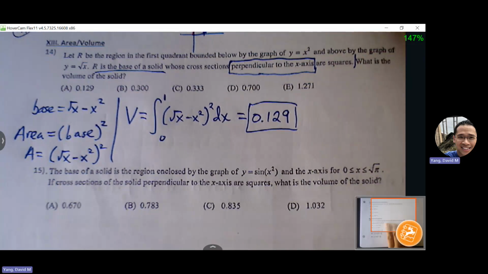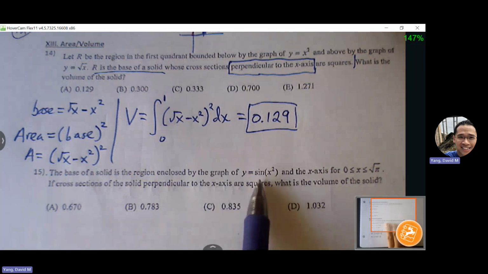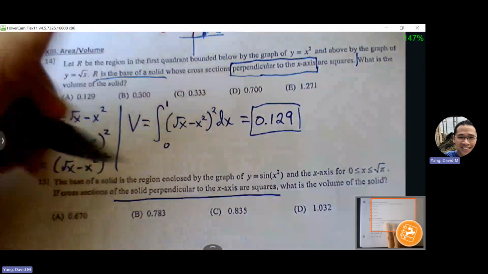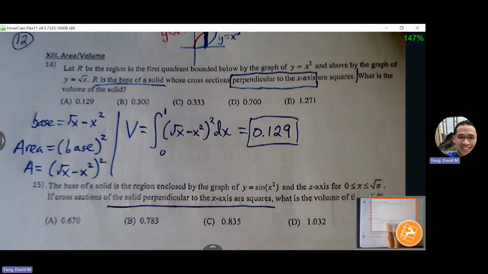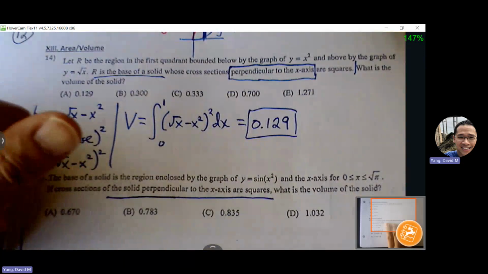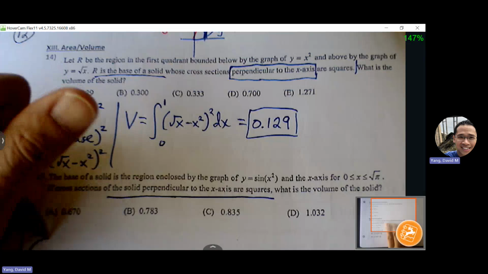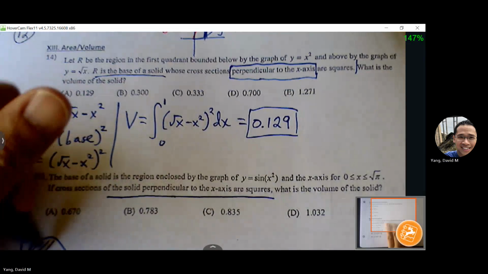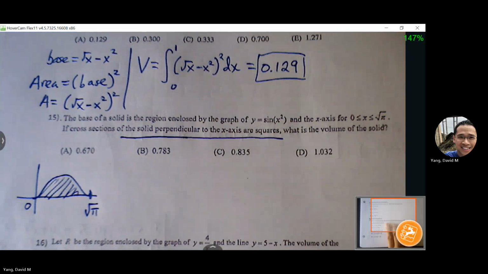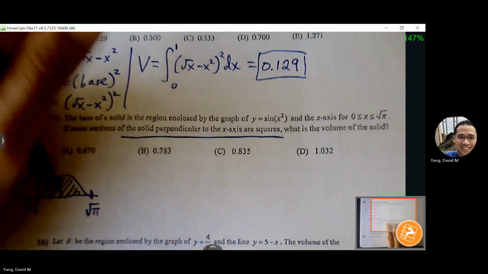Okay, 15. The base of a solid, again, the base of a solid graph is y equals sine of x squared between 0 and root pi. If the cross section, again, is perpendicular to the x-axis, so pretty much the same scenario as above. Okay, so this is what the graph looks like. Sine of x squared. Perpendicular to the x-axis.